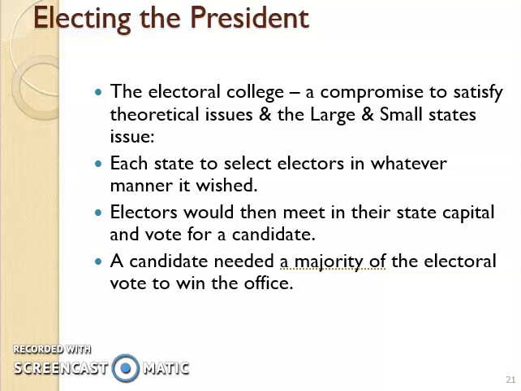Once all those votes were in for all the states, the candidate needed a majority of electoral votes to win the office. A plurality wasn't enough. You had to have a majority to become president of the United States.